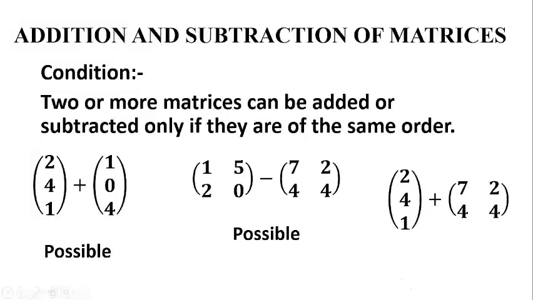No, we cannot add it. You cannot subtract them. You cannot add them together. It is impossible because this is 3 by 1 and this is 2 by 2. We can't add them together. So it is impossible.